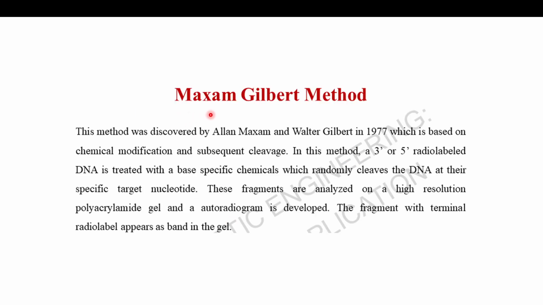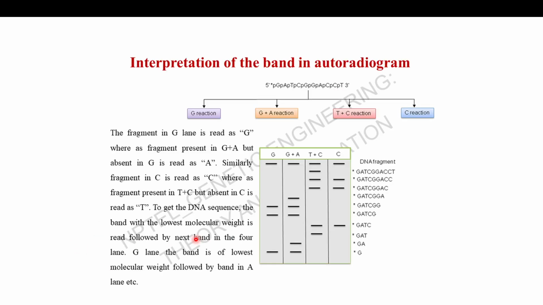Okay. Then there's the Maxam-Gilbert method, which is also based on radio-labeled nucleotides. It was also developed in 1977, where the chemically modified 3' or 5' radio-labeled DNA is treated with base-specific chemicals, which then randomly cleave the DNA at their specific target nucleotide, and then these fragments are analyzed on polyacrylamide gel, and an autoradiogram is developed. And then the fragment with terminal radio label appears as a band in the gel.